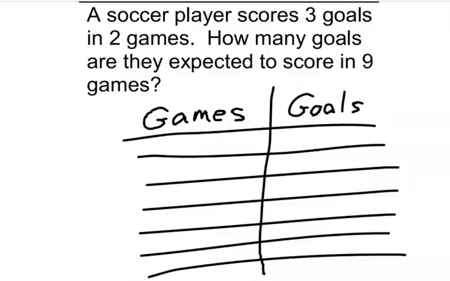Okay, a soccer player scores 3 goals in 2 games. So 3 goals in 2 games. If we say that that's going to be the ratio all the time, it says how many goals are they expected to score in 9 games? Well, if we want to get 1 game, make a unit rate, that's 2 divided by 2 is 1. 3, or half of 3, is 1.5 goals. So we can do 1.5 goals per game.